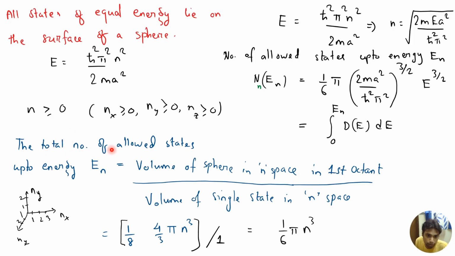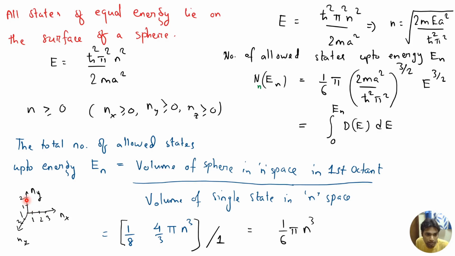So the total number of allowed states up to energy En is the volume of the sphere in the n space in the first octant, because nx has to be positive, ny has to be positive, and nz has to be positive. And that we will divide by the volume of a single state in the n space. So the volume of a sphere is 4 by 3 pi n cube up to the state n, and we are taking only the first octant. So that is why this 1 by 8 is there.